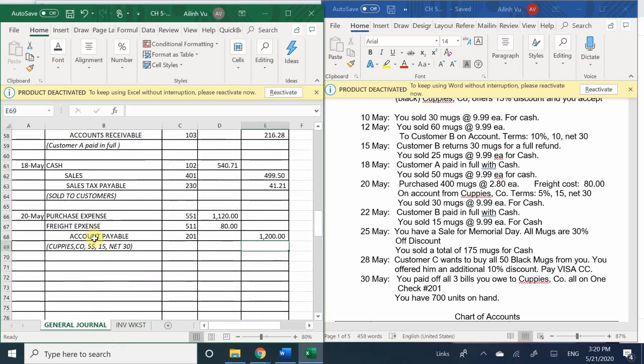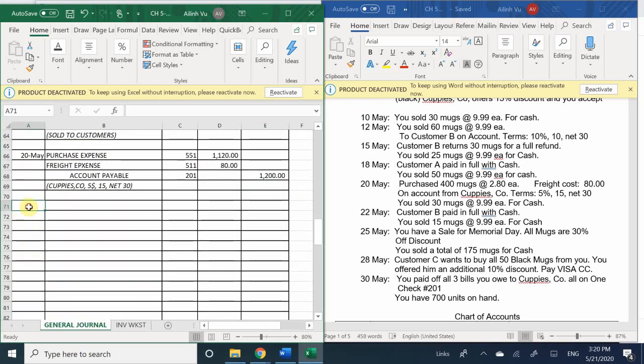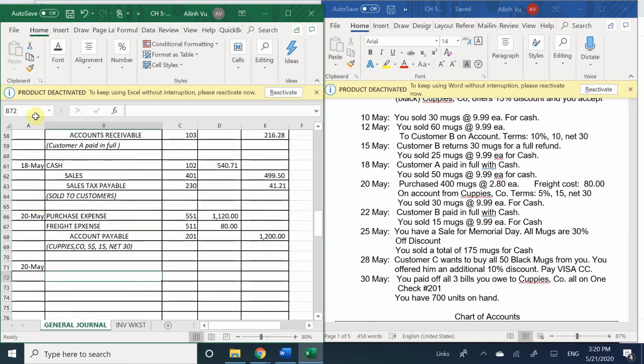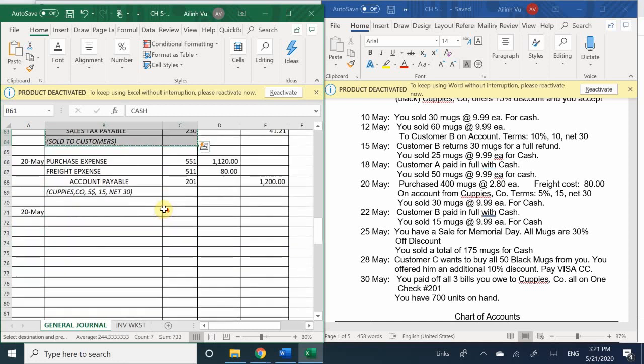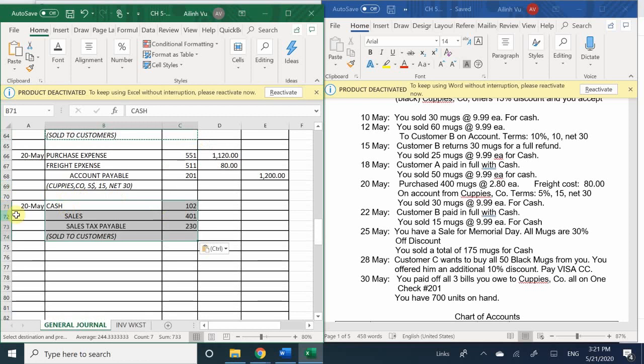On May 20th, we sold 30 mugs for cash. Hold up. Are we completely done with May 20th? No. Okay. Let me see if I have enough space. Okay, good. So May 20th, we sold 30 mugs for cash. I'm just going to go ahead and copy this. We need to recognize sales and sales tax. So 30 mugs at $9.99.